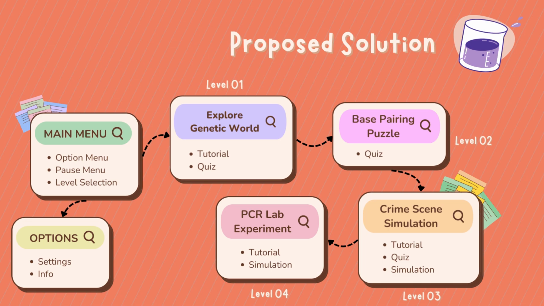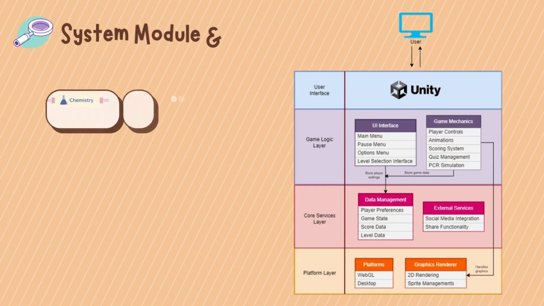In third level, a crime scene is simulated where users can experience real-life DNA samples collection. Finally, the fourth level creates a virtual PCR lab that lets users undergo PCR experiments.